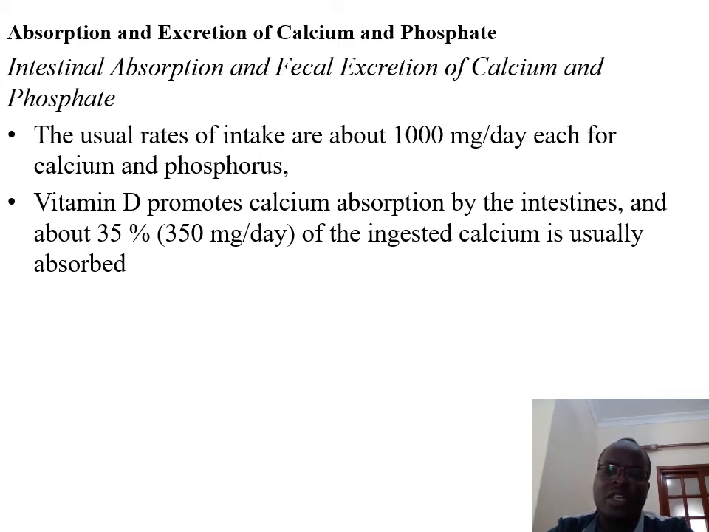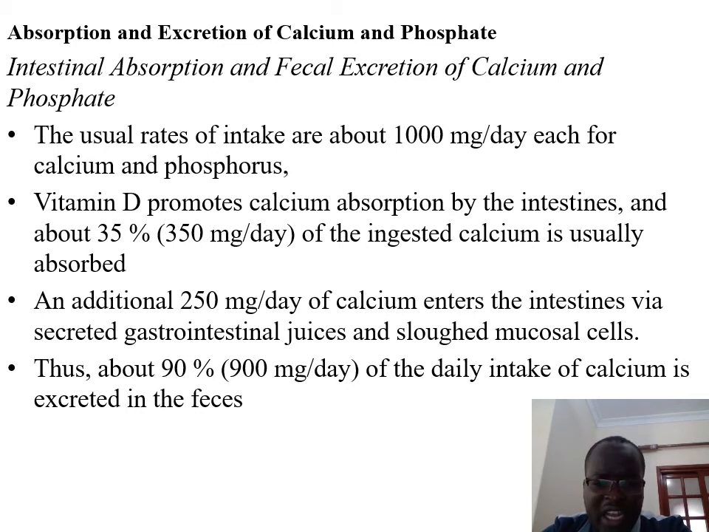So out of the 1000 that you're introducing, the intestinal mucosal cells are only going to absorb about 35% of calcium under the influence of vitamin D, which activates the enzymes involved in absorption of calcium. An additional 250 milligrams per day of calcium enters the intestines via secreted gastrointestinal secretions and sloughed mucosal cells. So you are secreting about 250 milligrams per day of calcium into the lumen of the GIT.